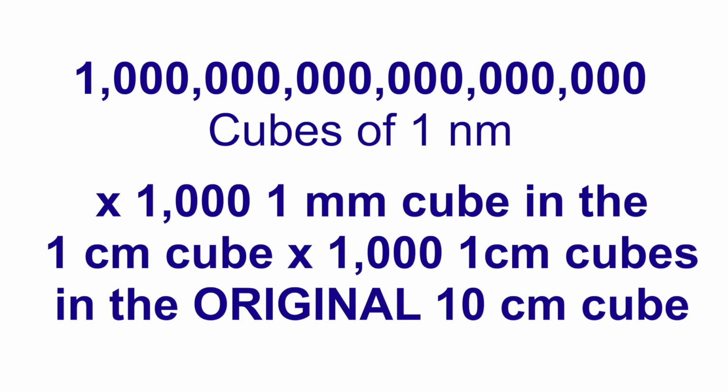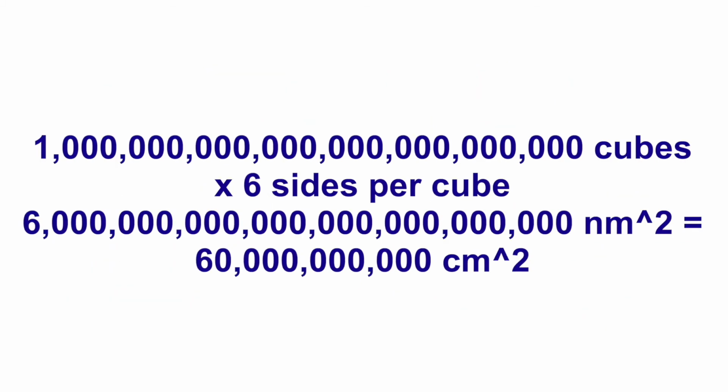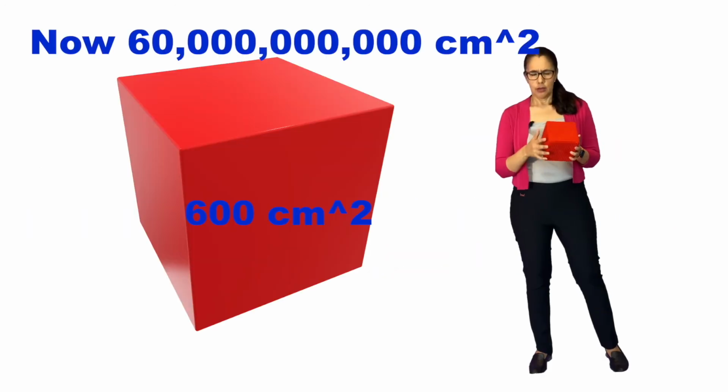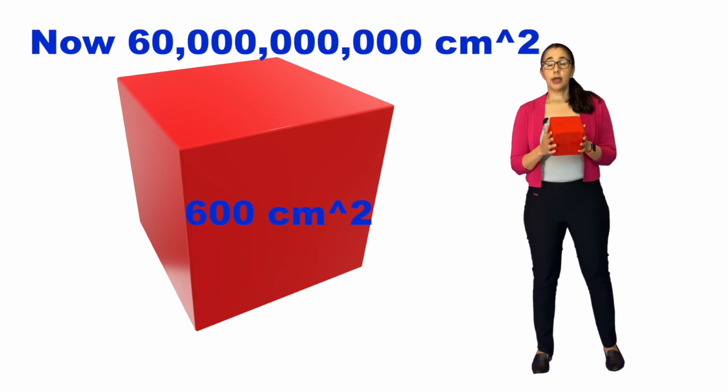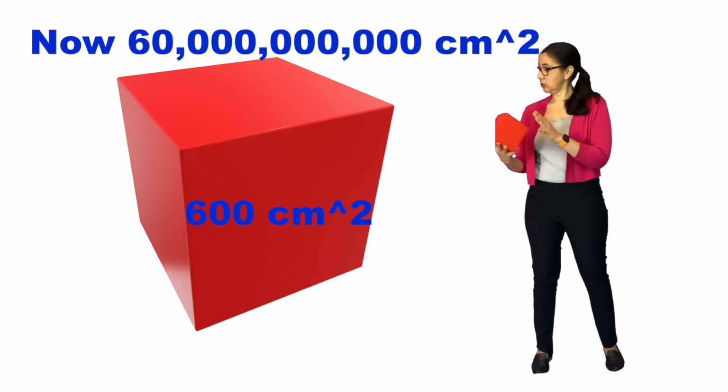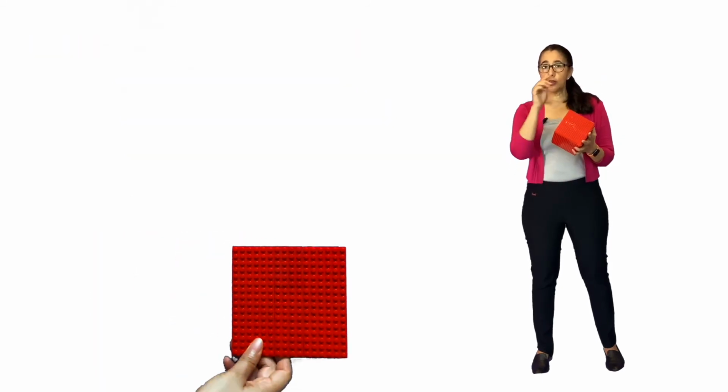So in my original cube, we have 1 times 10 to the 24 cubes of 1 nanometer in length times 6 sides in each one of the cubes. Well, that's a surface area of 6 times 10 to the 24 square nanometers, which equals 60,000 million square centimeters. Remember, we started with 600 square centimeters, and again with the same mass, just what's in this cube. Wow, let's put this into perspective.